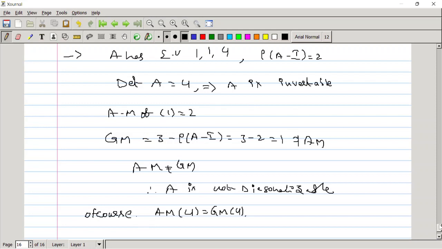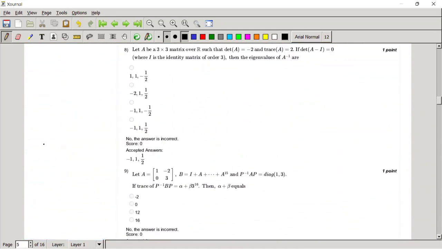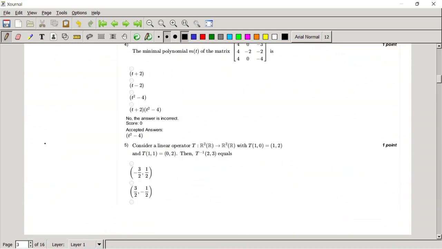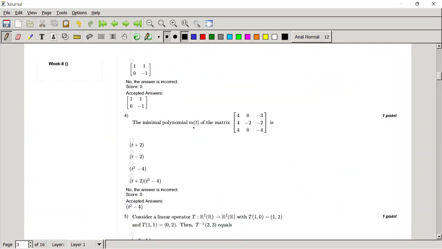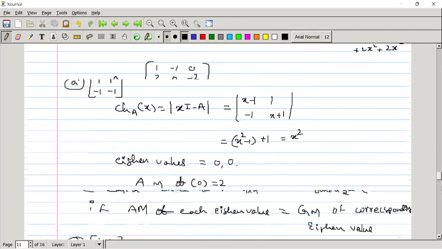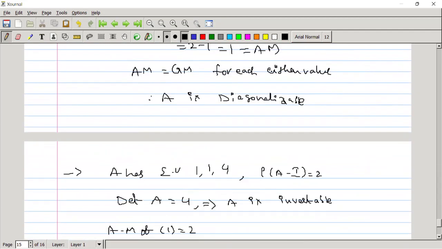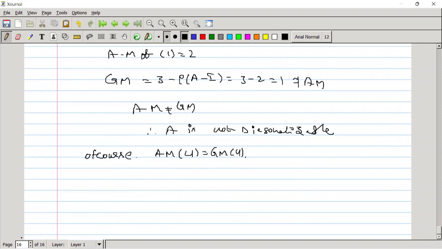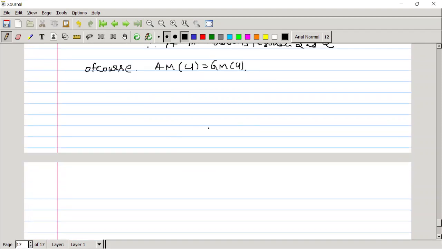Which problem? Fourth problem. The minimal polynomial of this matrix is, I think you all know how to calculate the characteristic polynomial. From that only we will calculate the minimal polynomial also.